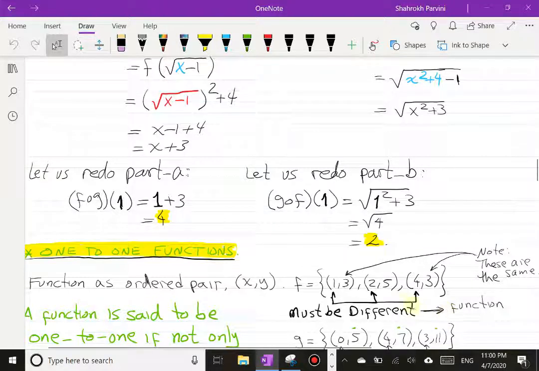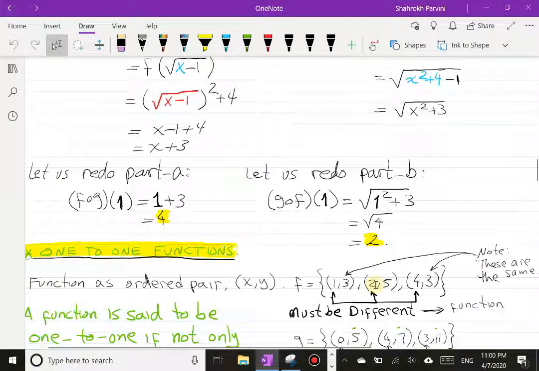Now, one thing to note here is that 3 here and 3 here, on purpose, I made them to be the same. But nonetheless, the function f is a function. So what's important is that the first numbers must be different. The second numbers may be the same.